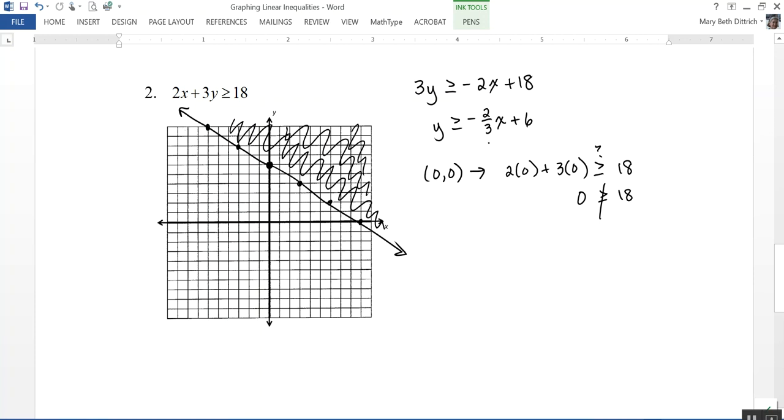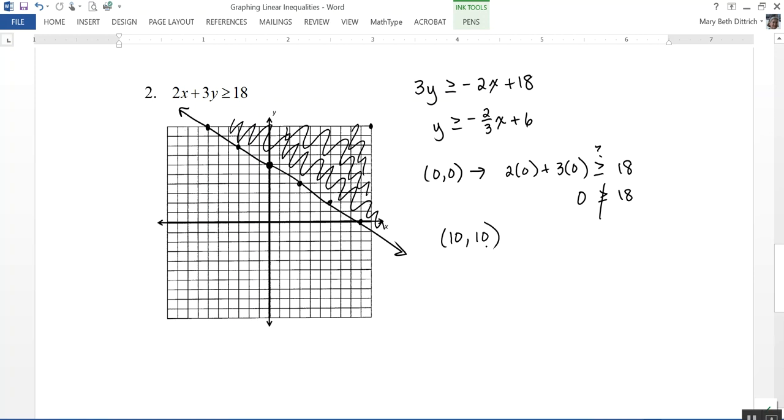That makes sense because when I wrote it in what looks like slope-intercept form, I'm asking myself, where is y greater than or equal to that line? It's going to be above that line. And a point that works, I'll just take an easy one. I know the point 10, 10 is one solution to that inequality.